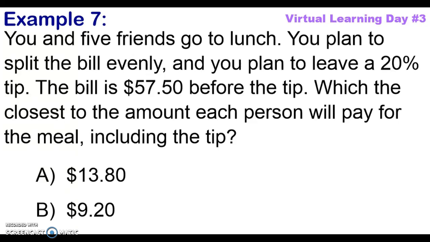Go answer 7. You and 5 friends go to lunch. You plan to split the bill evenly and you plan to leave a 20% tip. If the bill is $57.50 before the tip, which is the closest to the amount each person will pay for the meal, which includes the tip.